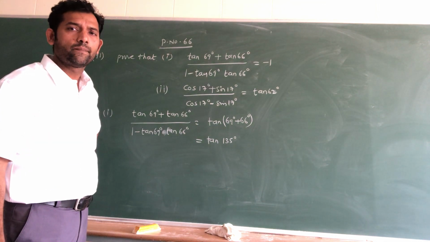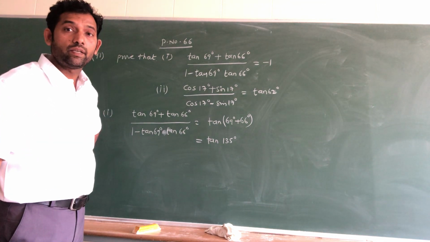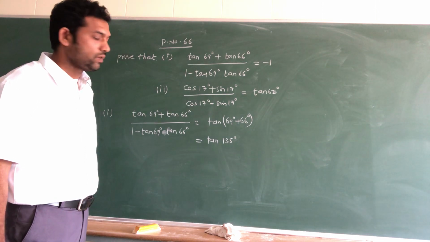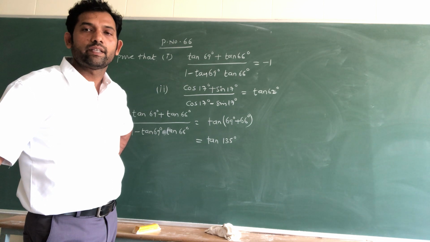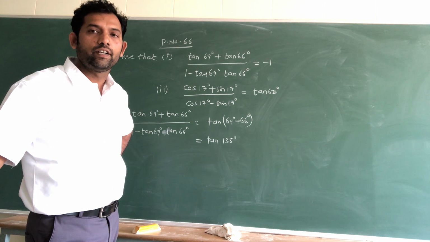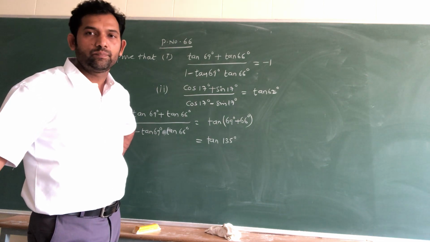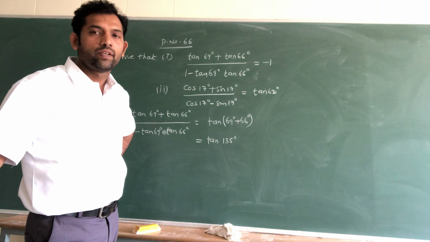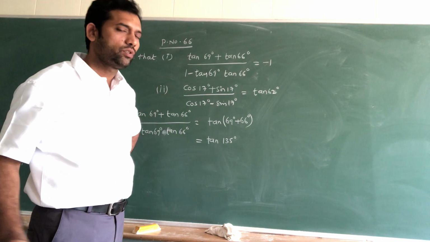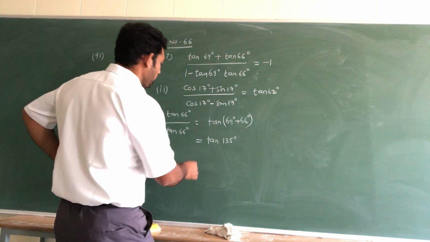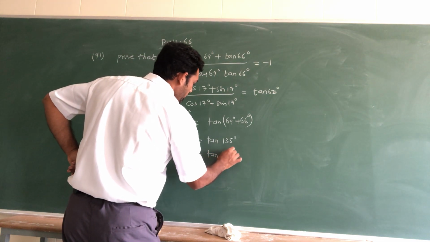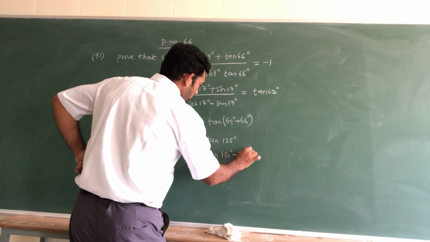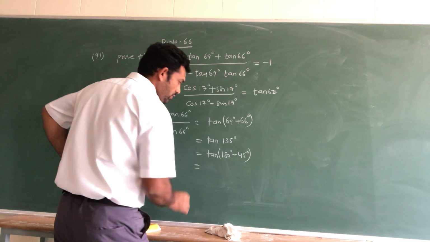So you write summation of allied angles. So 135 degrees means the angle present in second quadrant. In second quadrant, what are allied angles? 90 plus theta, 180 minus theta. So you can use any one. So I am using tan 180 degrees minus 45.